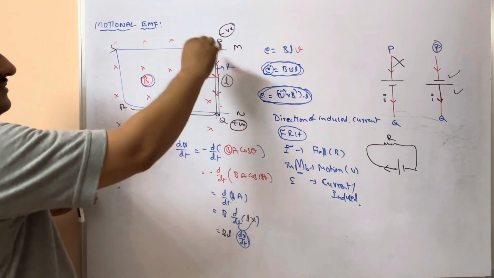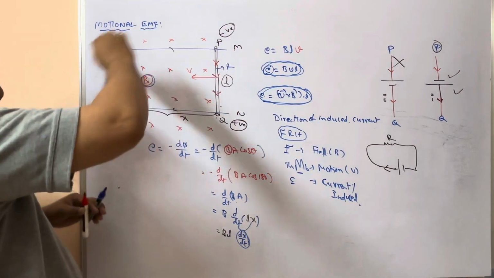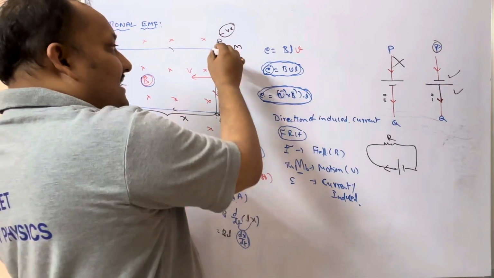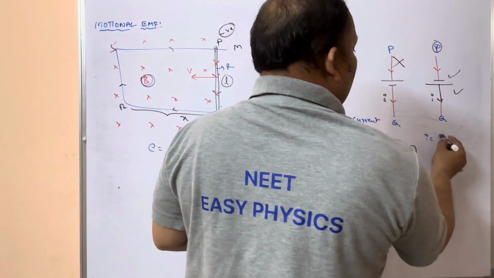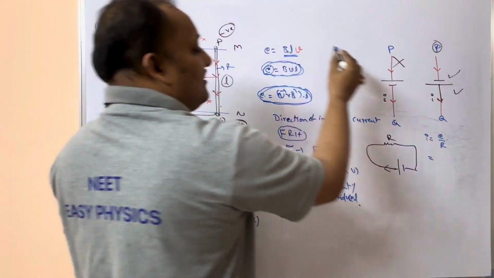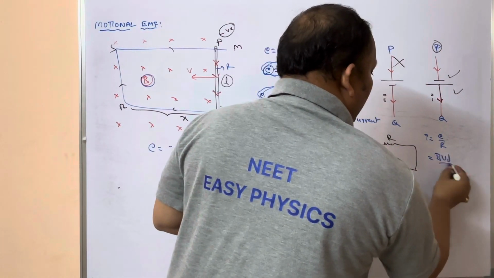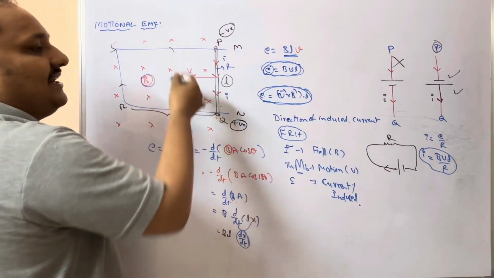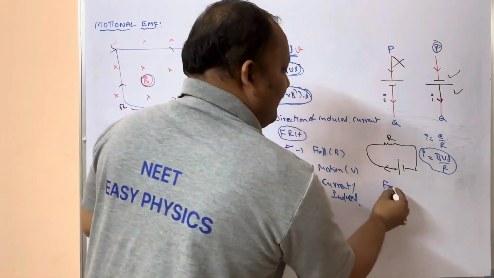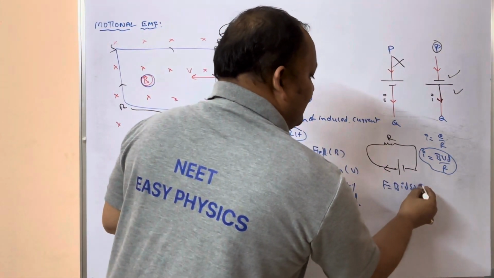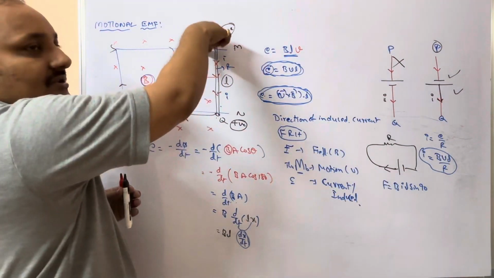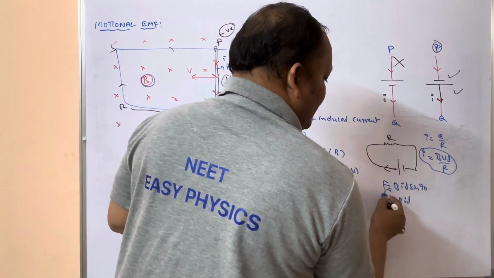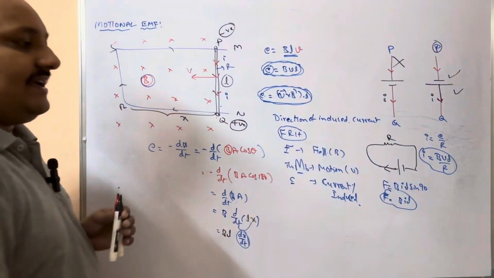Now, current is passing like this. So, within this loop, clockwise or anti-clockwise, this is going to be clockwise. How much current is passing within this PQ? I is equal to E by R. What is the induced EMF? BVL by R. If a current carrying conductor is placed in a magnetic field, how much force acts on it? F is equal to BIL sin 90, because this length is perpendicular to the magnetic field. So BIL is the force acting on this current carrying conductor.